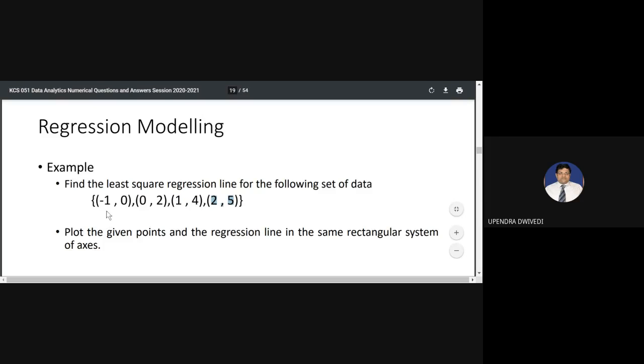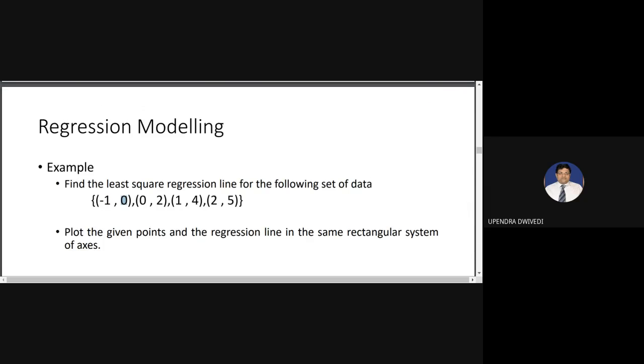If we divide these data points as x and y, the first data point will be represented as x1. This value will be represented as y1. This value will be represented as x2. This value will be represented as y2, and so on.